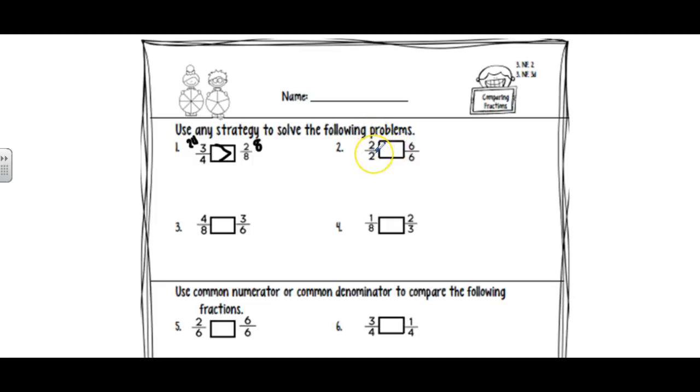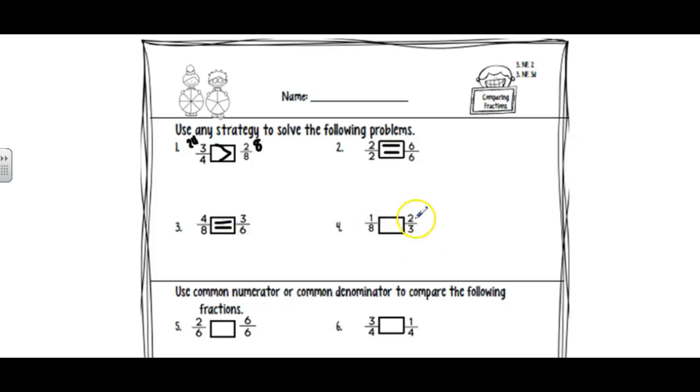Okay, 2/2 is equal to 1/2, 6/6 is equal to 1/2. I am hoping that you put that these were equal fractions. Okay, over here, 4/8, 3/6. If you're not drawing a picture to know for sure, definitely cross multiply for this one. 6 times 4 is 24, and 8 times 3 is 24. So that tells us that those two fractions are equal to one another.